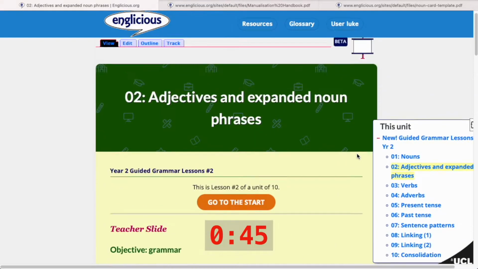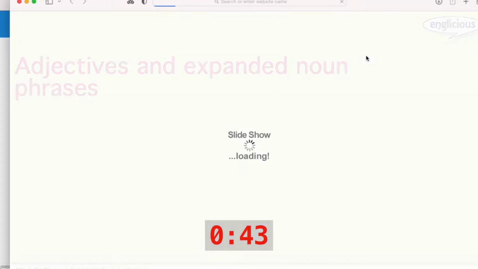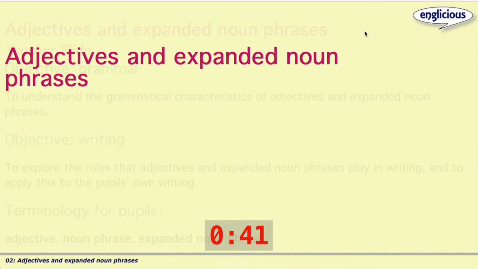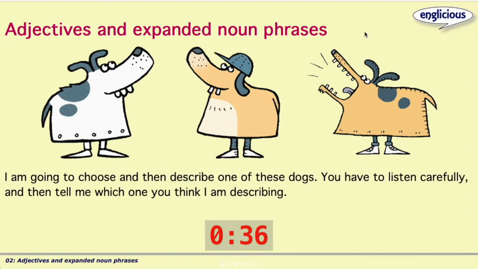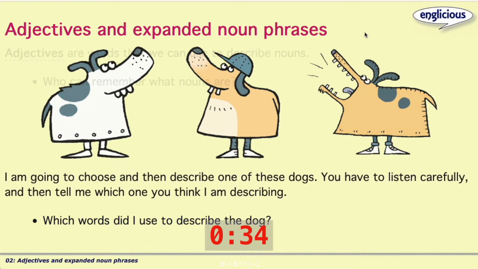Going on to the next lesson, this covers adjectives and noun phrases, and in the top right hand corner, as always, you can click the whiteboard button and then project this up as slides using an interactive whiteboard or projector.